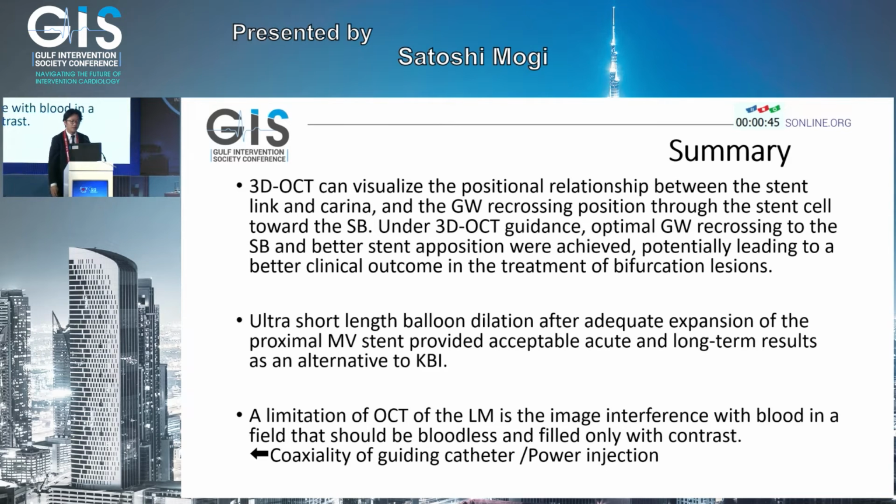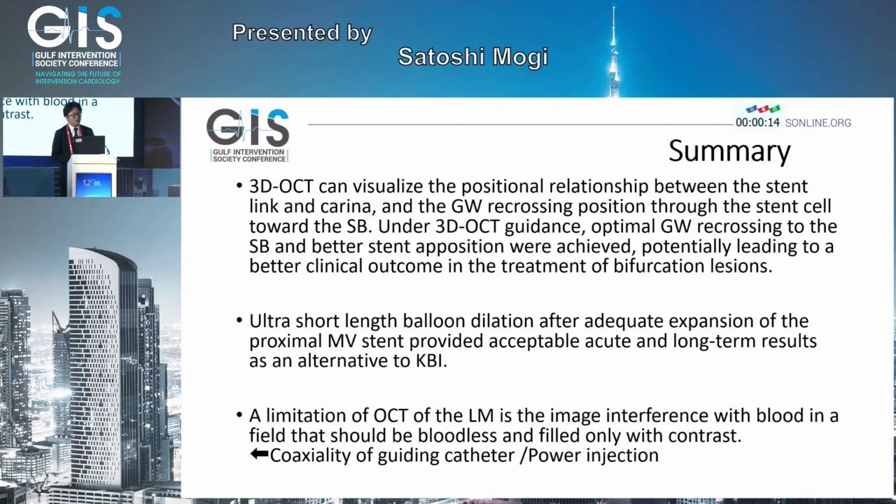So this is the summary. 3D OCT can visualize the positional relationship between the stent ring and carina, and the guide wire recrossing position through the stent cell toward the side branch. With 3D OCT guidance, optimal guide wire recrossing to the side branch and better stent position were achieved, potentially leading to a better clinical outcome in the treatment of bifurcation lesions.